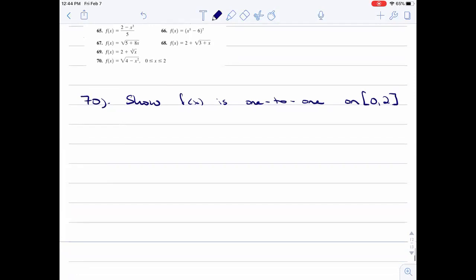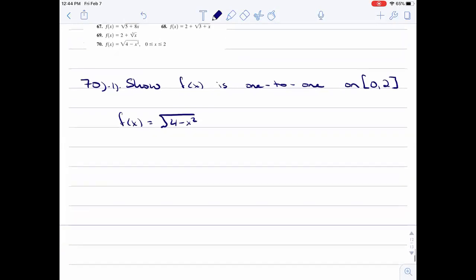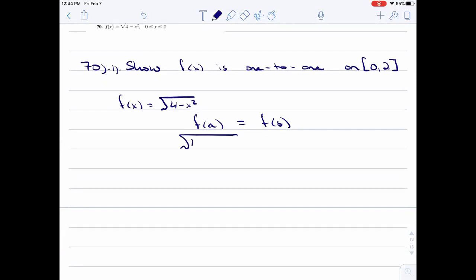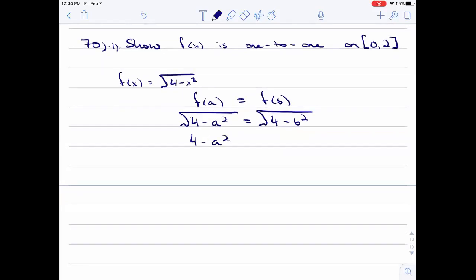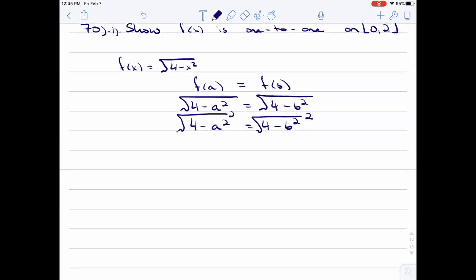And so that's kind of my first step. So I've got f of x is the root of 4 minus x squared. So f of a, I'm going to set it equal to f of b. I've got the root of 4 minus a squared, hopefully is equal to the root of 4 minus b squared. So far, so good, right? Because I'm going to square both sides to get rid of the square root. So I get 4 minus a squared is 4 minus b squared. You don't need to show that you're squaring it. They'll just kind of go away. Either way, 4 minus a squared is 4 minus b squared.